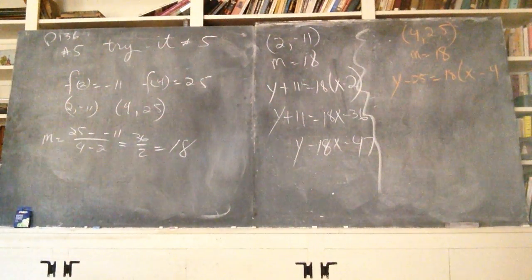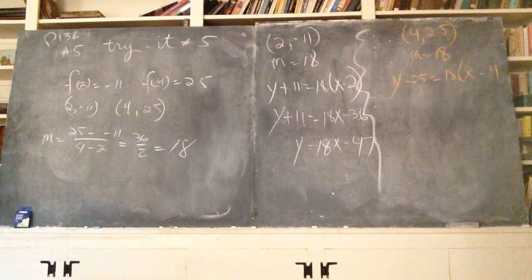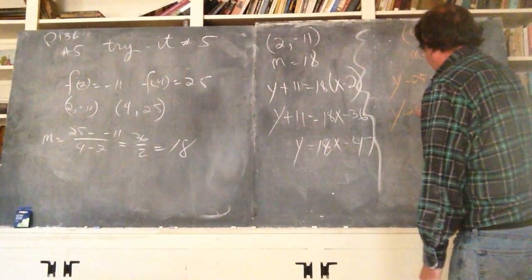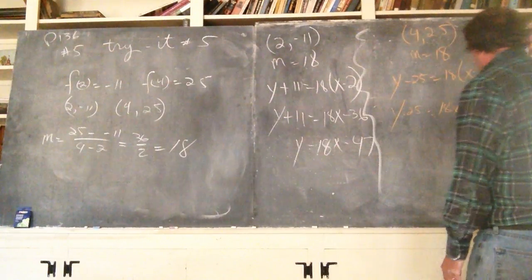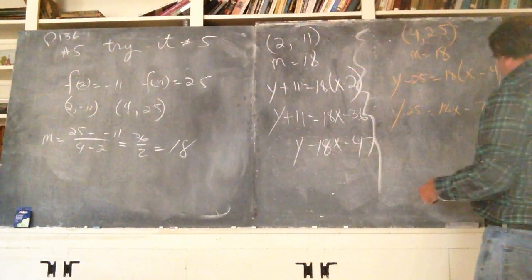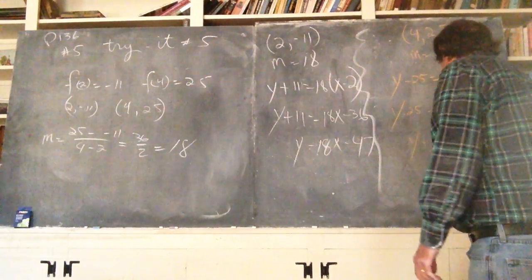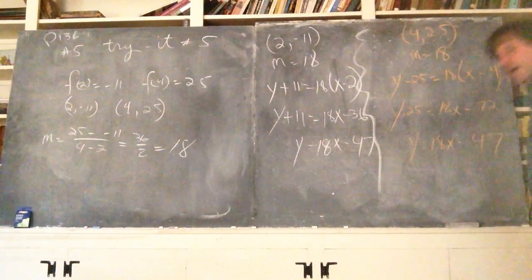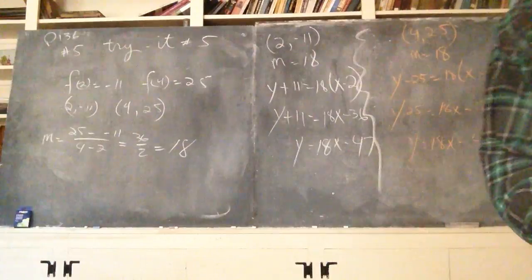Move this table out of the way. And I'm just doing algebra, and hopefully we get the same thing. I'm sure we will. Y minus 25 equals 18x minus 72. Y equals 18x minus 47. Boom. I hope these examples were helpful.